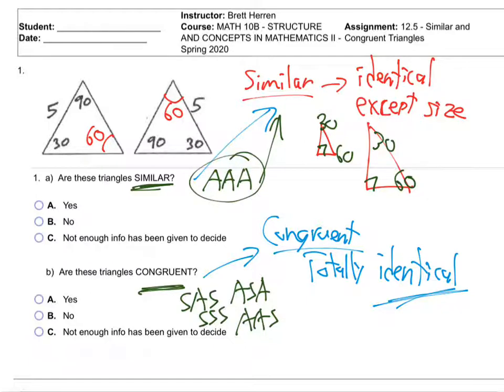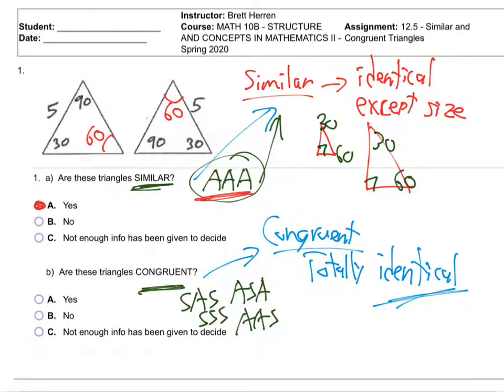And so, are they similar? Yeah, they've got to be similar because they have the same three angles. We already knew they had the same two angles. That was good enough right there, right? So yes, they do. They have the same three angles, so they are similar for sure.